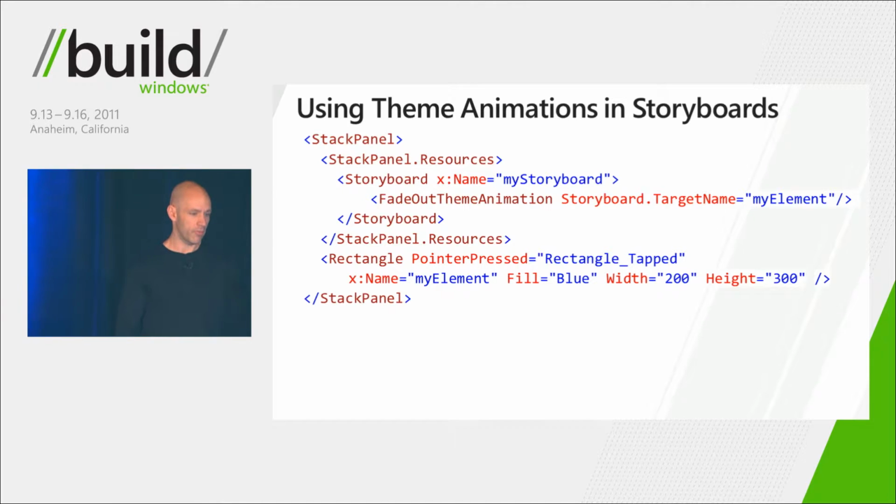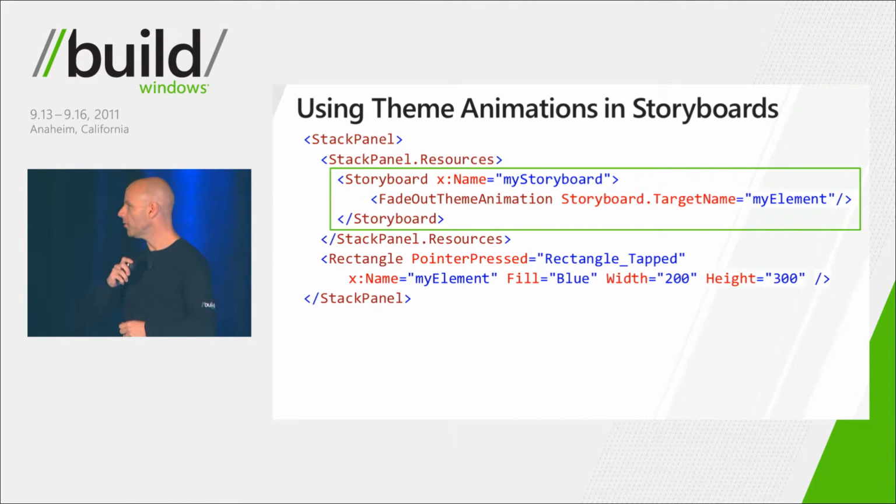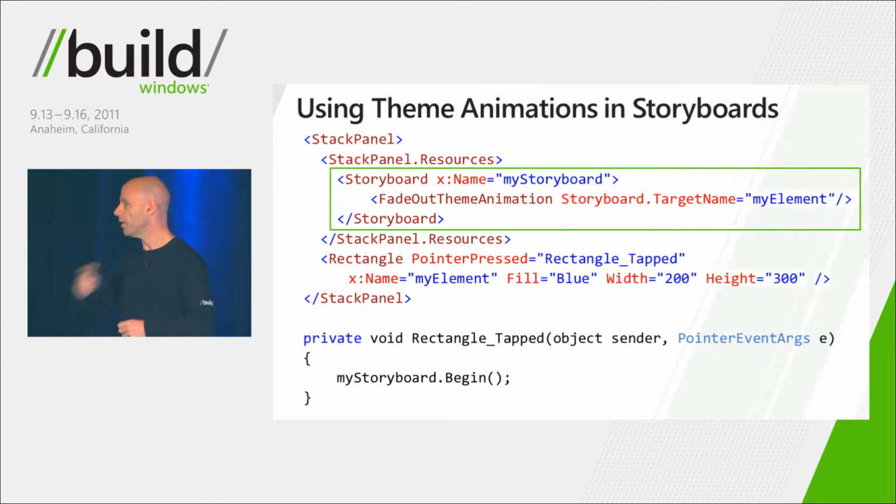So in this case, I've got my target name of my element, which you can see down below is the name of the element. I think I've already got a bug in here. I hope I didn't. Let's see. Nope, I did. Cool. So in this case, I've got a rectangle tapped event. And when I actually tap this rectangle, it's going to say myStoryboard.begin.